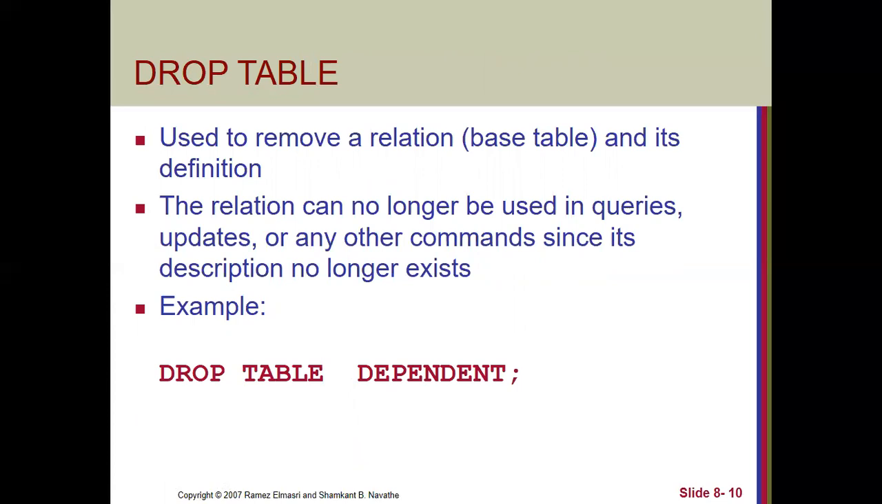DROP TABLE is used to remove a relation, to delete a base relation, to delete the table and its definition. The relation can no longer be used in queries, meaning it will disappear from your database. You can't update it, you can't do anything to this table because it will not exist anymore. For example, DROP TABLE Dependent. So Dependent will disappear. This means deleting the table Dependent, it will not exist anymore.